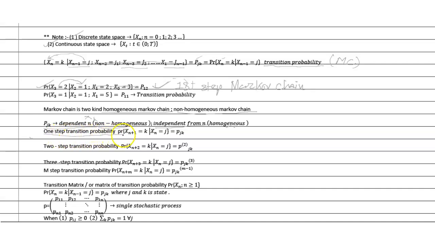One step transition probability: P(Xn+1 = k given Xn = j) is pjk. And two step, this is very important friends, one step transition probability and two step transition probability: P(Xn+2 = k given Xn = j) is p2jk. When the step is 3, I write 3; when 2, this is 2; and for 1 we will not write. And m step, this is the m step probability.